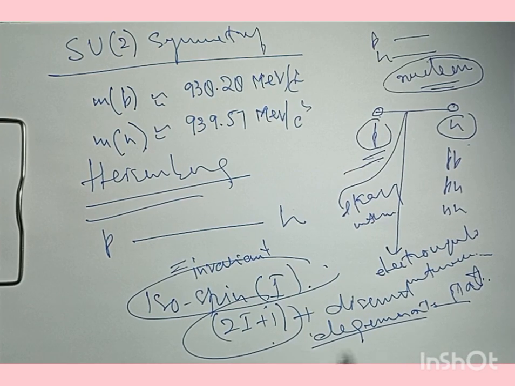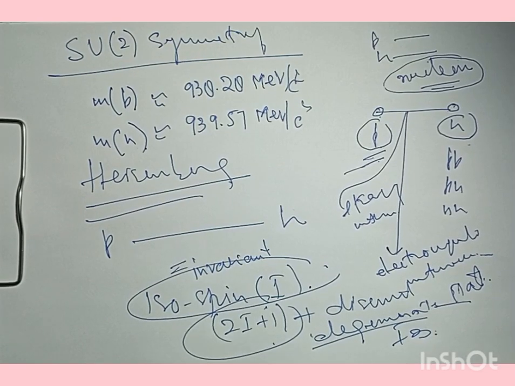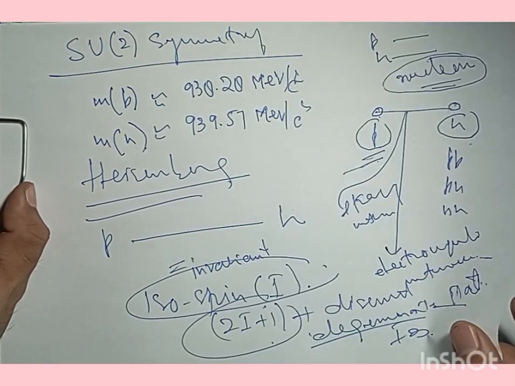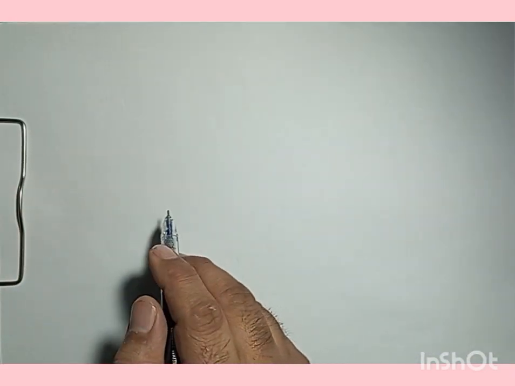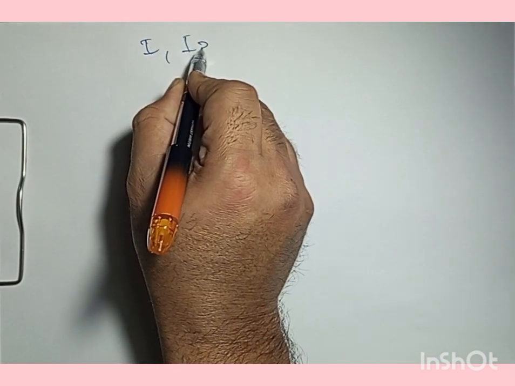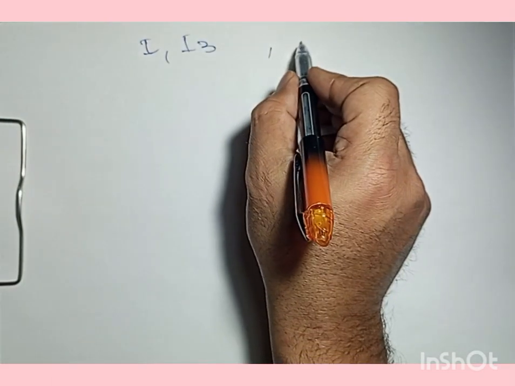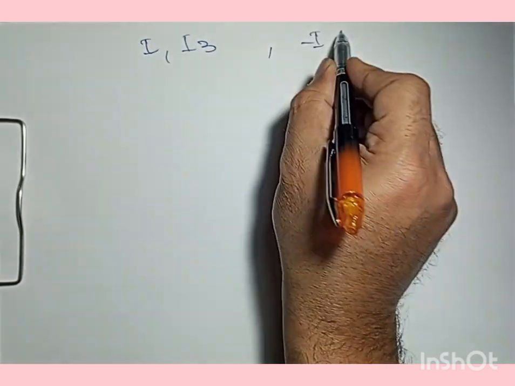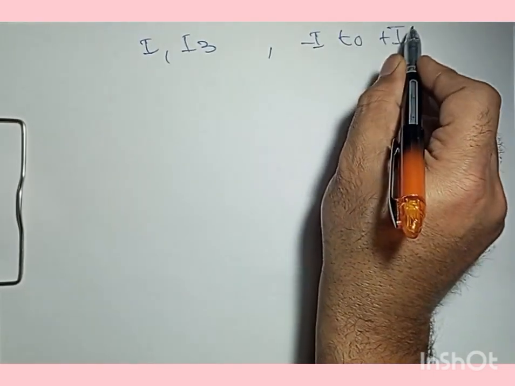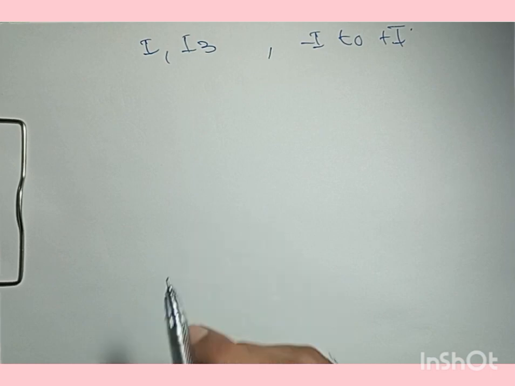With the third component, that's I3, this third component of isospin, which we have already discussed in the isospin quantum number, we have I and we have I3. Now, the value of this I3 ranges from minus I to plus I, and the values are separated by the number 1.